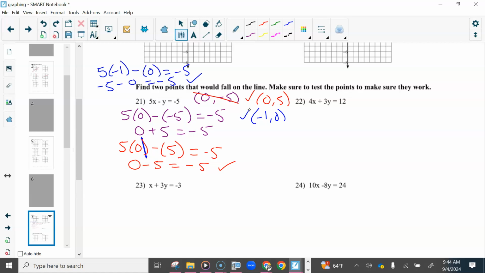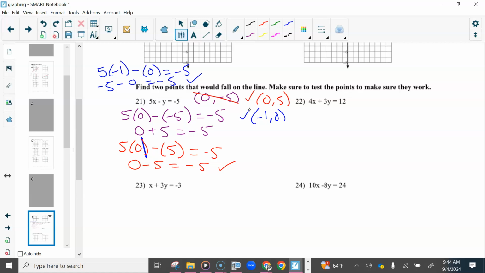So I will say, finding the intercepts is probably the easiest, but there are other points that fall on the line as well. So you could easily try, like, 0, 0. Now, 0, 0 would not fall on this line because this would be 0 equals negative 5, and that's not a true statement. So I could easily say that does not fall on this line. But I could look at other points.